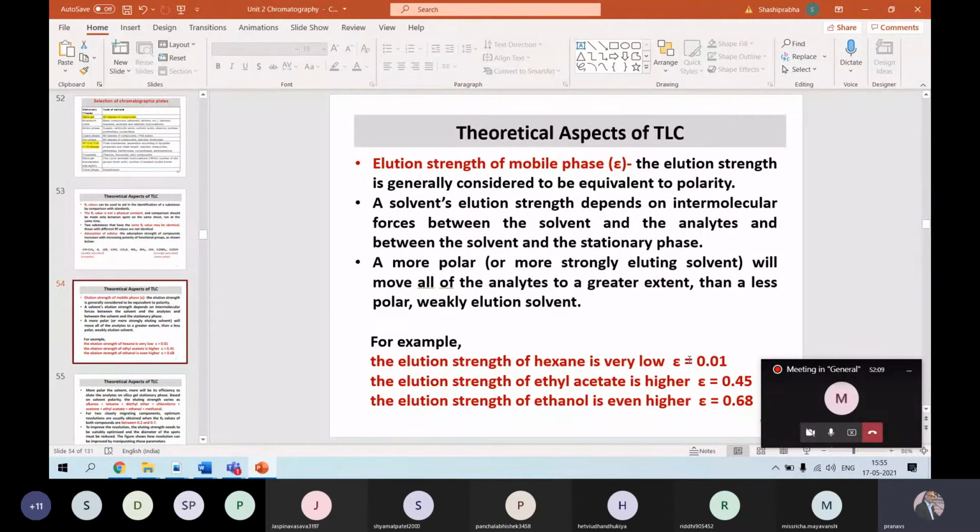If you mix this and use it, then see what the profile of your TLC plate is: how many spots go up, how many remain down, or how many are in between. Once you get some idea, you can periodically keep changing the ratios, and if something doesn't work out, then you can change the solvent itself. But now you have a list of solvents with different eluting strengths from which one can choose.